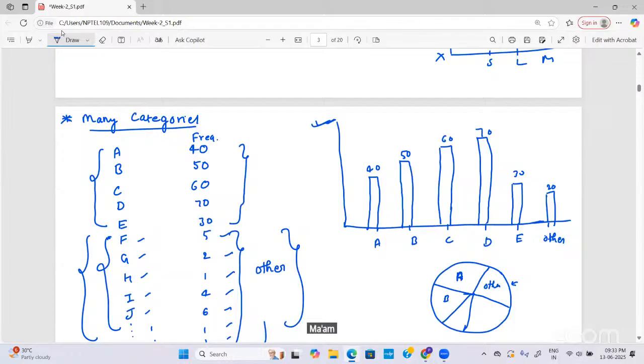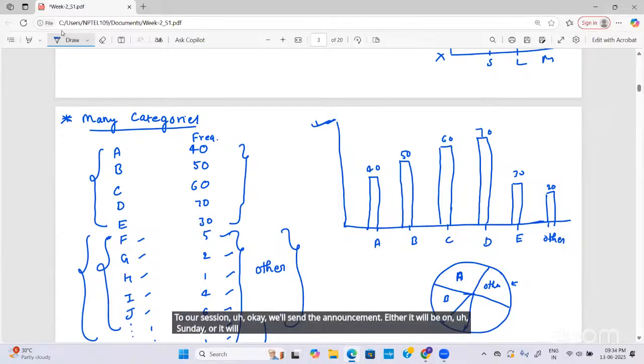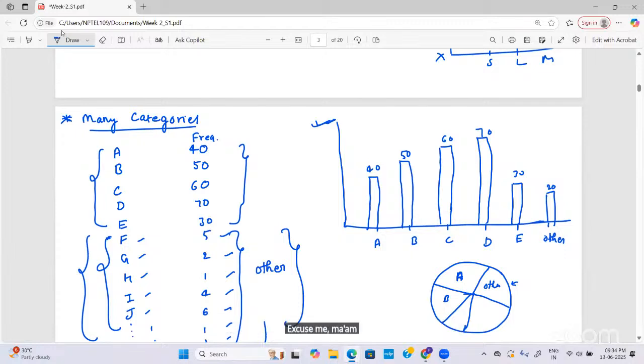Ma'am, I have a doubt in an activity question of week 2. Okay, activity questions we can discuss in the doubt session. Ma'am, when is the doubt session actually? We'll send the announcement. Either it will be on Sunday or it will be on Tuesday. We will send the email and you will get to know.